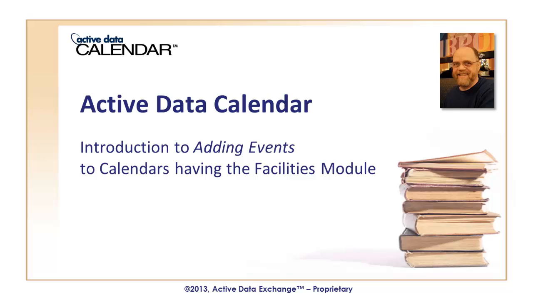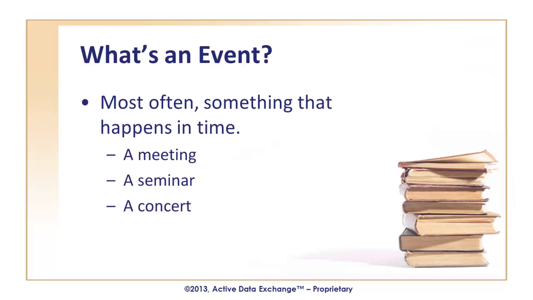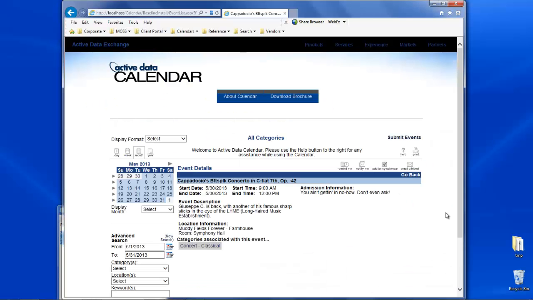Here's how to add an event to your Active Data calendar. The heart of the Active Data calendar is the event. Most often, an event is something associated with a date. It might be a meeting or a seminar or a concert like this one. You place events into your calendar by adding them. So let's add an event to this calendar.